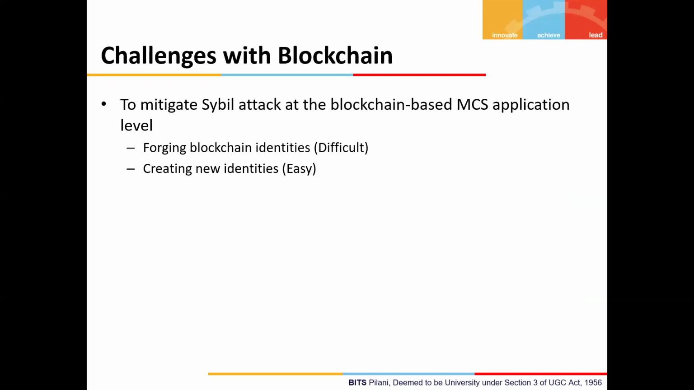So the challenges with a blockchain is like to mitigate Sybil attack at the application level. It is very difficult to forge blockchain identities because of the digital signature that we use. You know my blockchain address, but in order to send any transaction using that address, you need my private key as well. So that is why it is difficult to forge blockchain identities, but it is very easy to create multiple identities. There is no restriction to create blockchain identities. You can create as many as you want, which allows you to launch a Sybil attack at the application level.